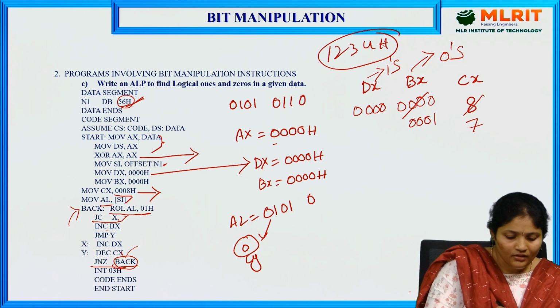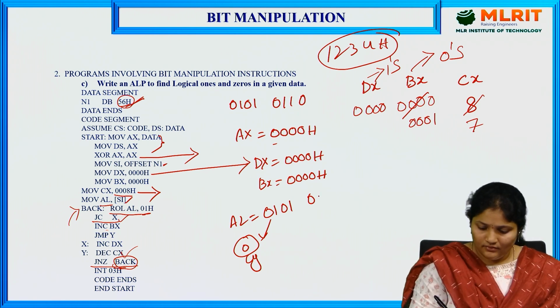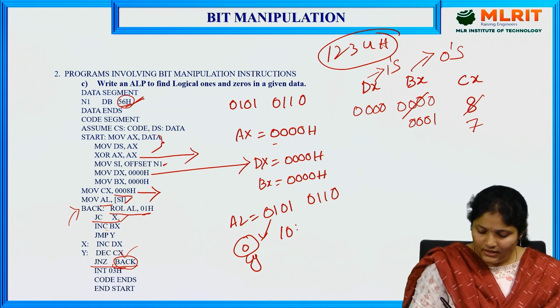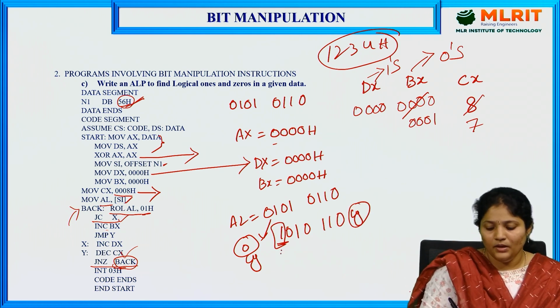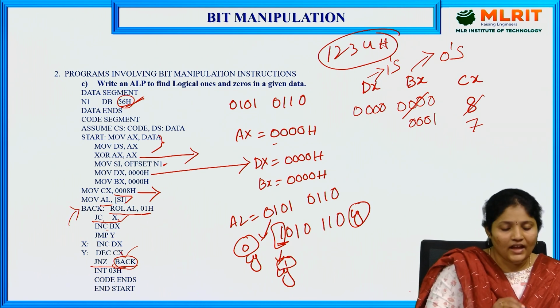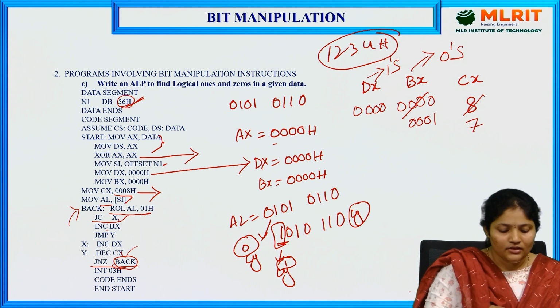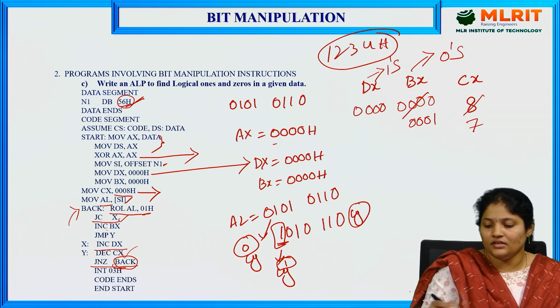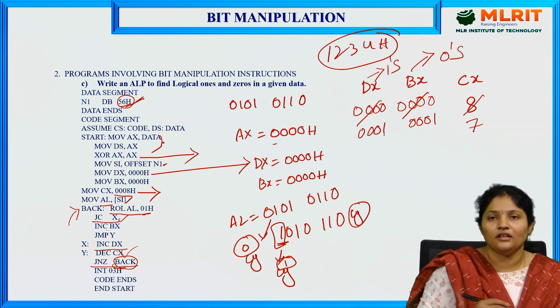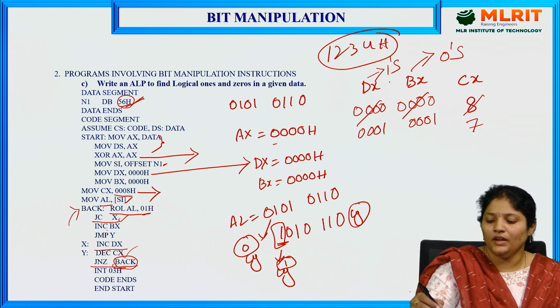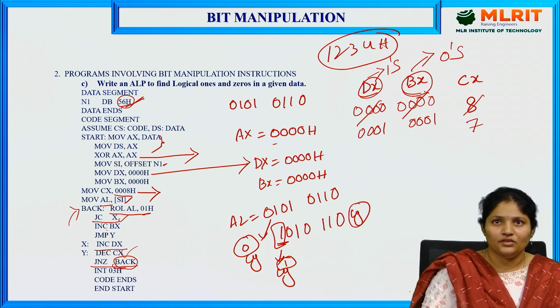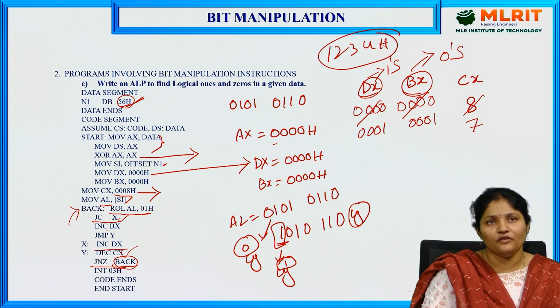Now, next. What is the data present after executing this one? Now the next bit will be rotated and will get into the carry flag. Now jump if carry is there. Yes, we have got the carry. So it will execute increment DX register, and the DX register will be incremented. Like this, the number of ones will be loaded in the DX register and the number of zeros will be loaded into the BX register. These are the two outputs we will get after performing this particular program.